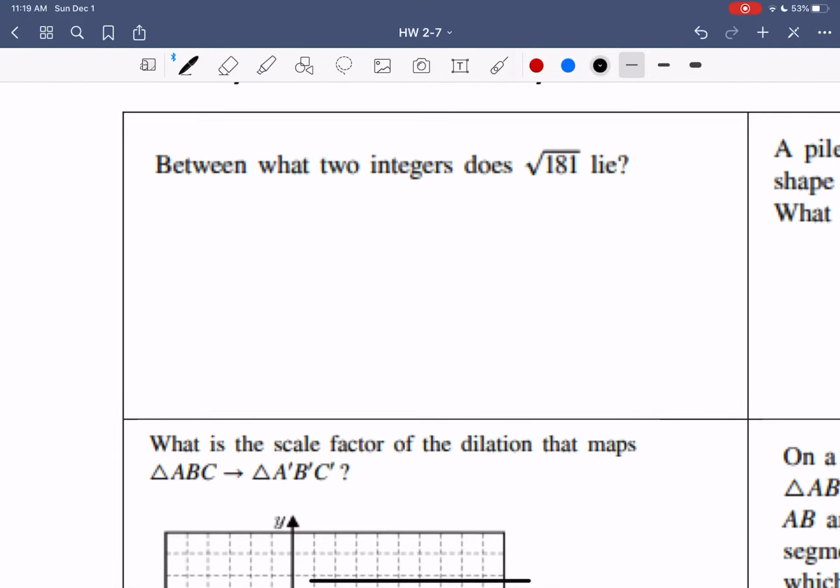All right, lastly, we have: between what two integers does the square root of 181 lie? So we need to remember what an integer is. An integer is negative infinity to positive infinity, no decimals. So they're all counting numbers on a number line, negative and positive. So when you turn this into a decimal, you'll be able to see between which two, between 13 and 14. I'm going to give an example.